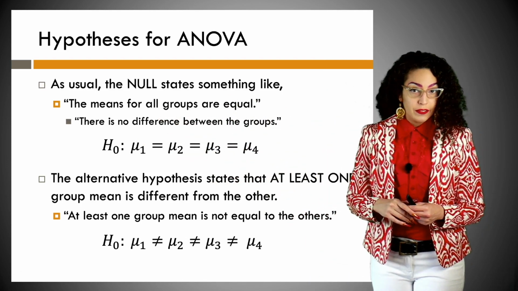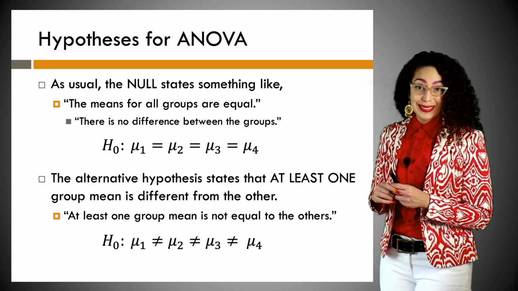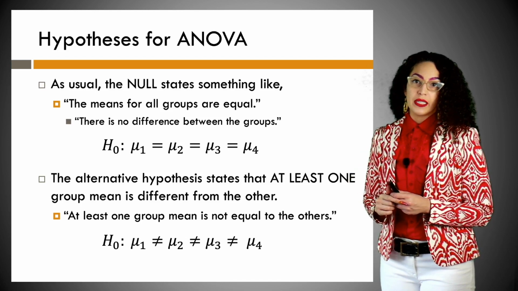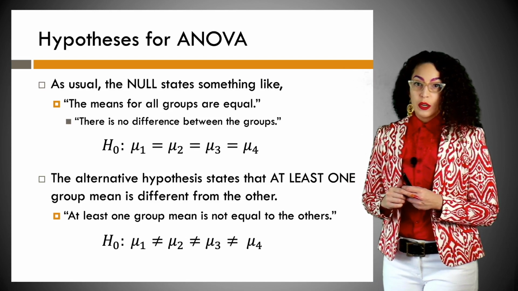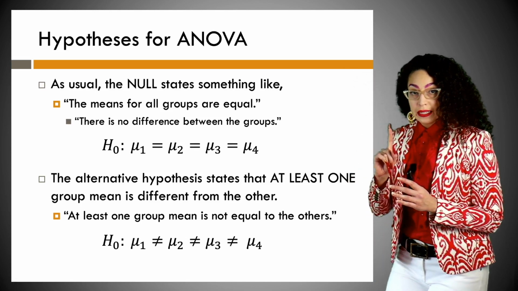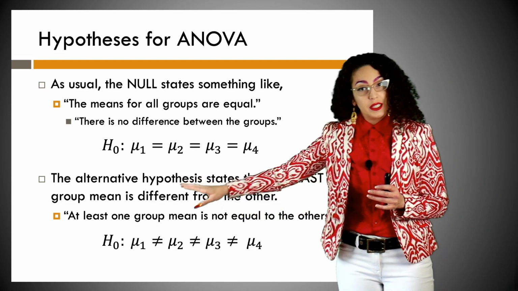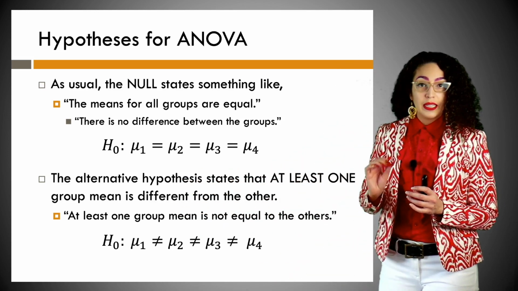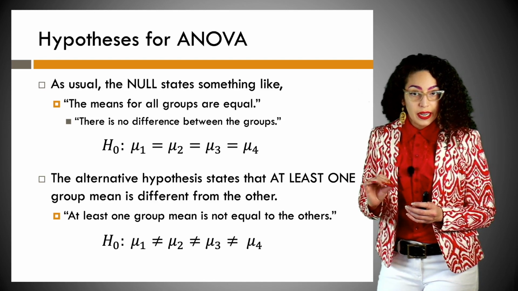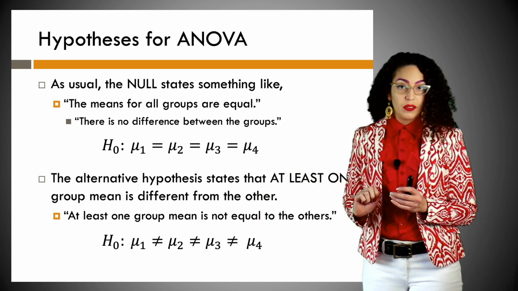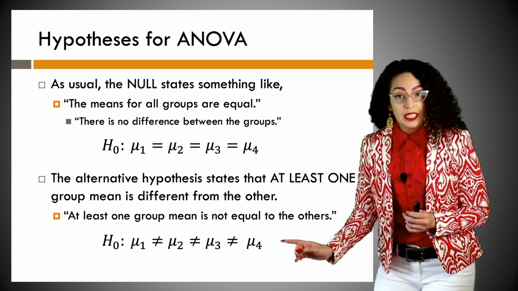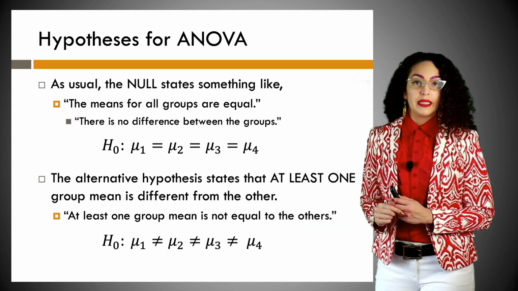The alternative, now this is a very important little semantic distinction. It states that at least one of the group means is different from the others. So we don't know which one, it's just saying that at least one of them. And the way that you write that out is just that mu1 is not equal to mu2, not equal to mu3, not equal to mu4. But again, the alternative is actually only stating that at least one of them differs. They might all differ from each other, but if you get a significant test, it's saying that at least one mean differs significantly.